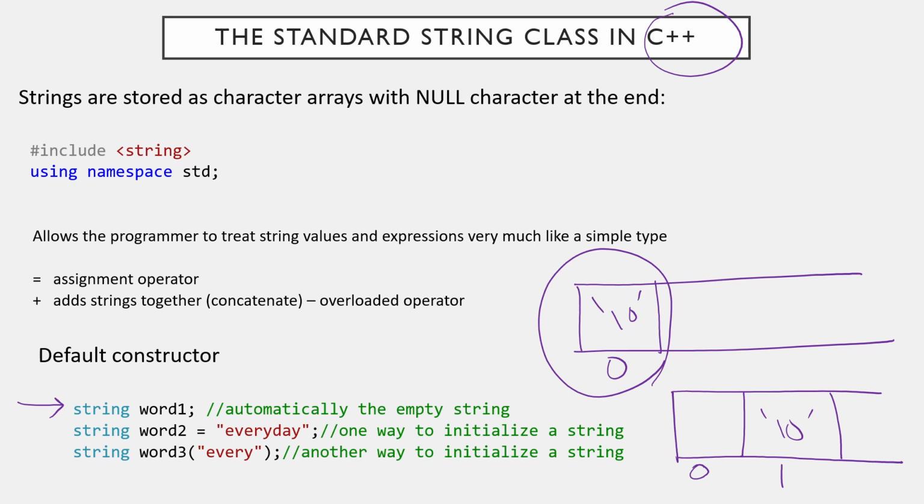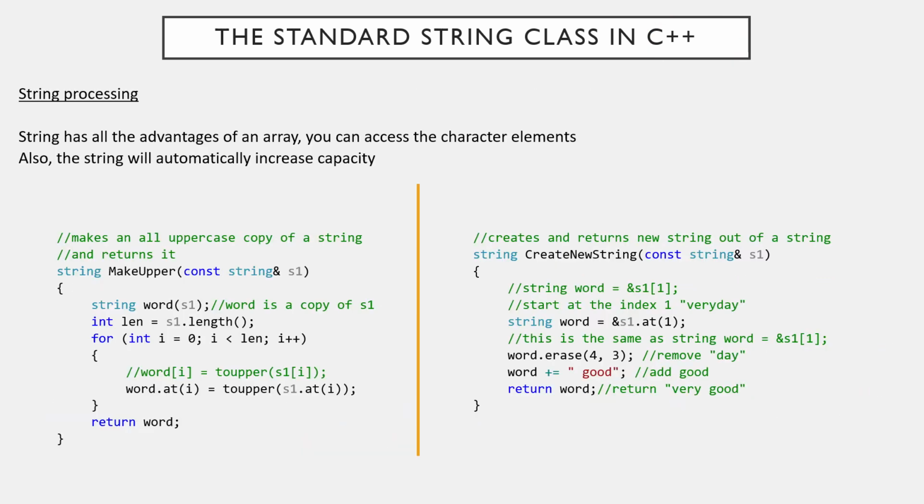You can also use the constructor. The default constructor gives you an empty string. You can also just assign a string, or you can declare a string and put the name of your string inside parentheses. These are three different ways in which you can create strings, as long as you're using the string class, and I recommend using namespace std, the standard namespace.